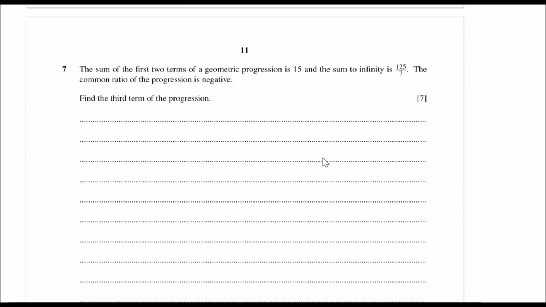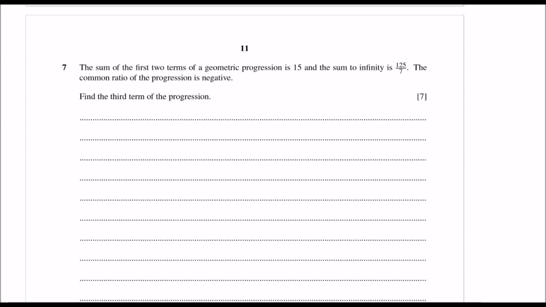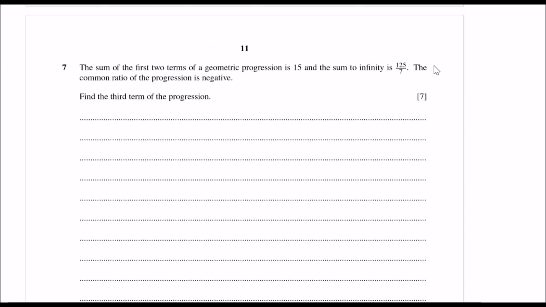All right, let's go to the next question. The sum of the first two terms of a geometric progression is 15 and the sum to infinity is 125 by 7. The common ratio of the progression is negative. Find the third term of the progression.